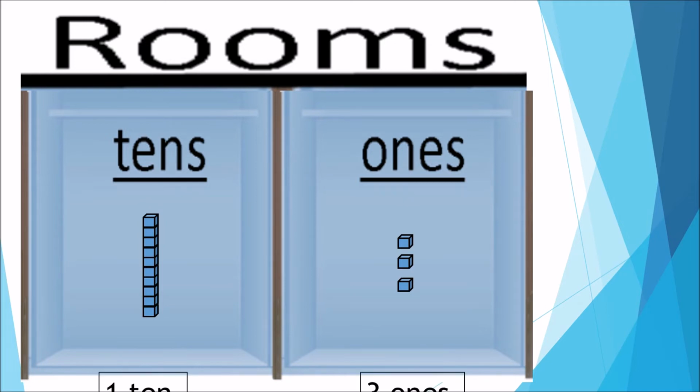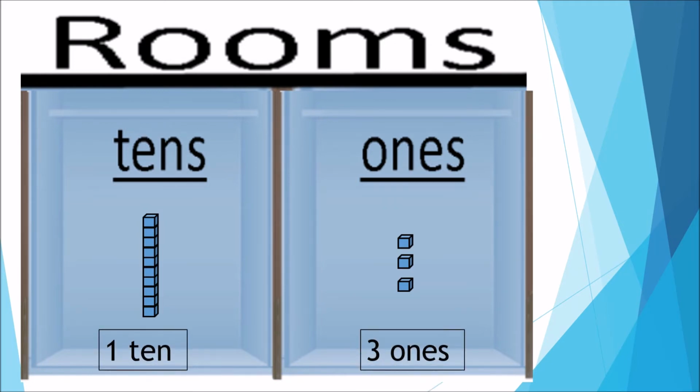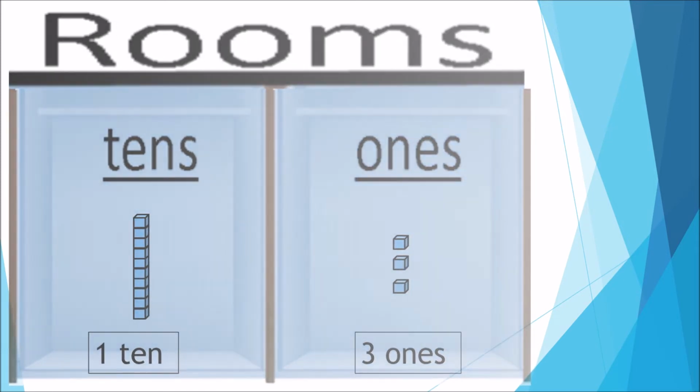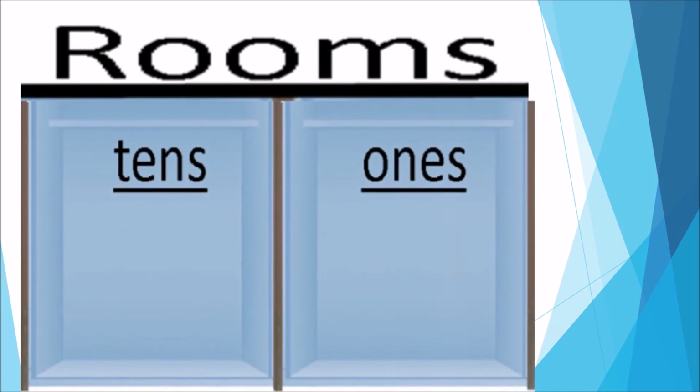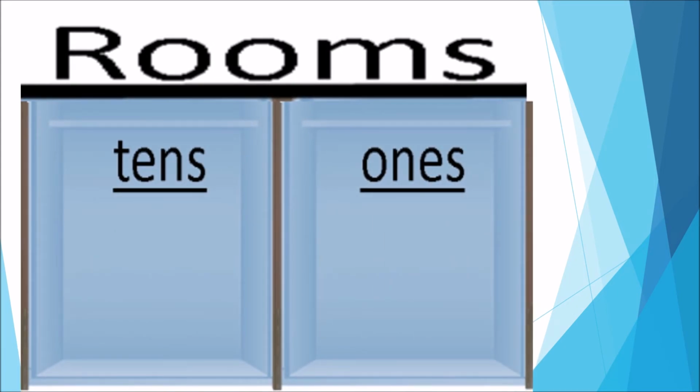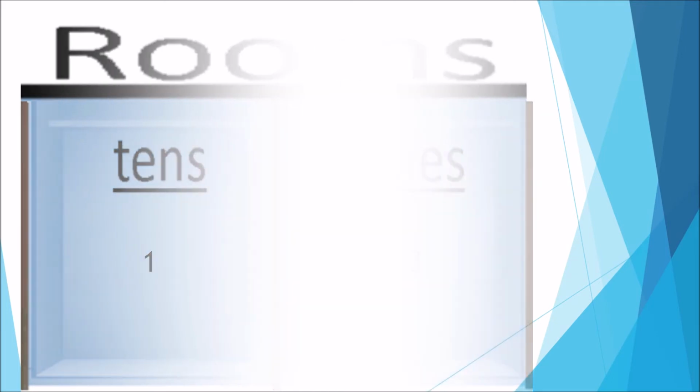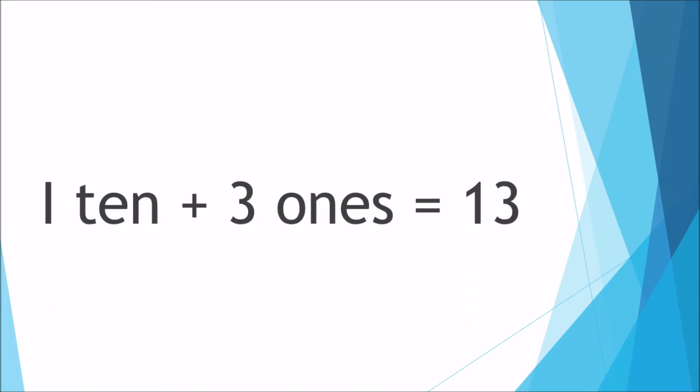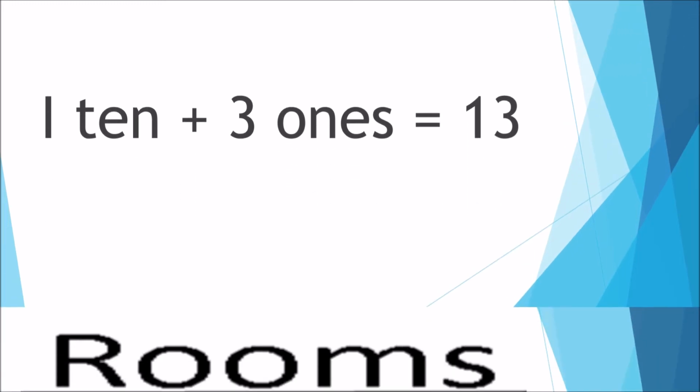1 ten and 3 ones. Now we put the digits. Remember, 1 digit in a room at a time. 1 ten plus 3 ones. Yes, 1 would go in the tens room. 3 would go in the ones room. Now let's see what number we would get. Can you say the number? 1 in the tens room and 3 in the ones room. 1 ten plus 3 ones equals 13. Very good. That number is 13.